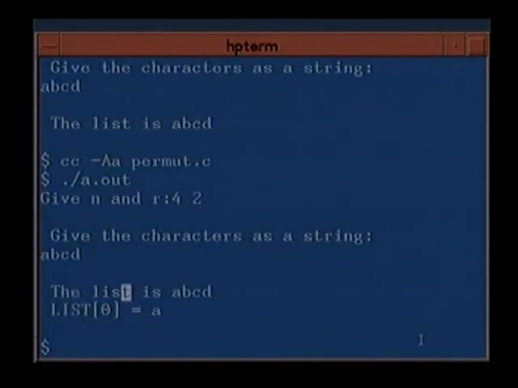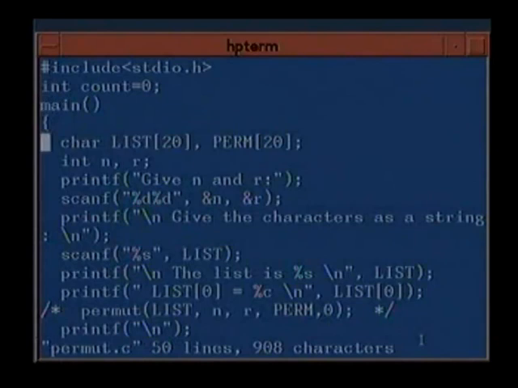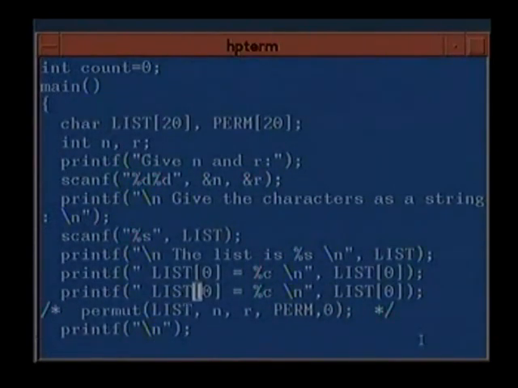So we got list is A, B, C, D, and list 0 is A. If you want to see how the list is ended, then suppose we give 4, and if we print out list 4, we will see that there will be a \0 marking the end of the list. Zero, 1, 2, 3 will be A, B, C, D, and list 4 will be the end of the list.